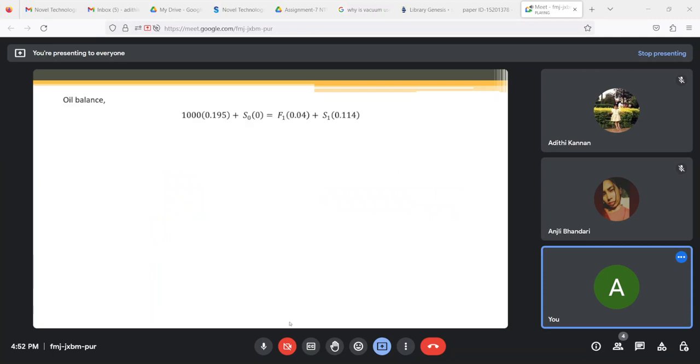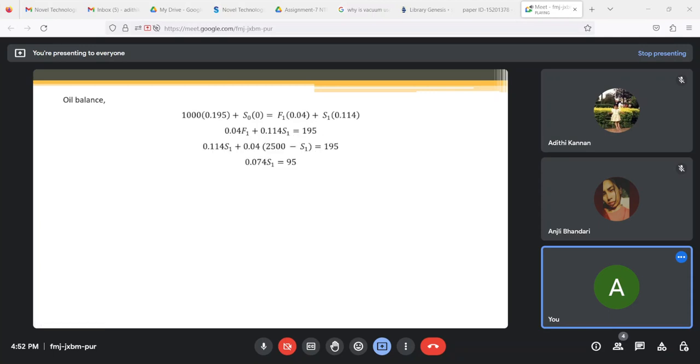Oil balance: 1000 kgs is F0, 19.5%, that is 0.195, is the amount of solute in the inlet stream. The hexane is pure, so S0 is 0. Then the solute concentration of the underflow and the overflow are already given in the question. That is 0.04 in the underflow and 0.114 in the overflow. So now you have two equations and two unknowns. So when you simplify, you have 0.04 of F1 plus 0.114 of S1 is equal to 195.